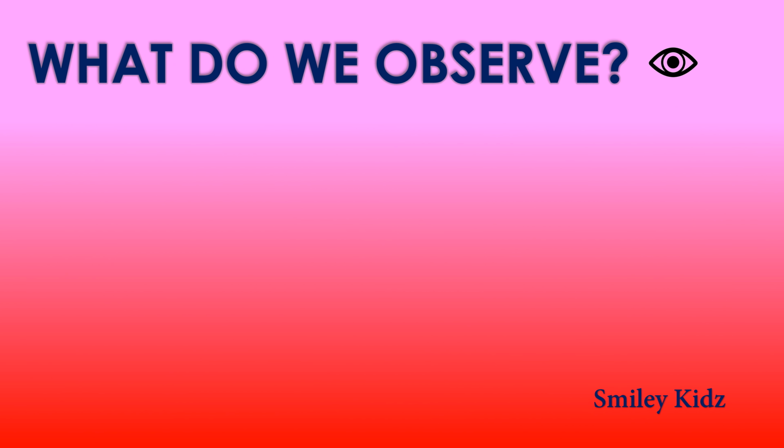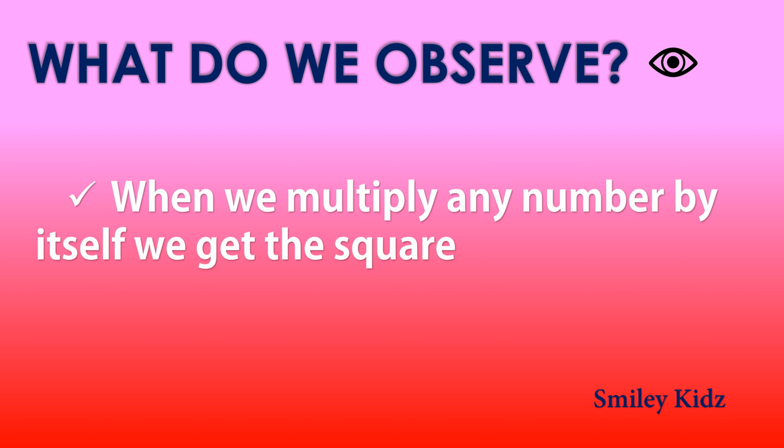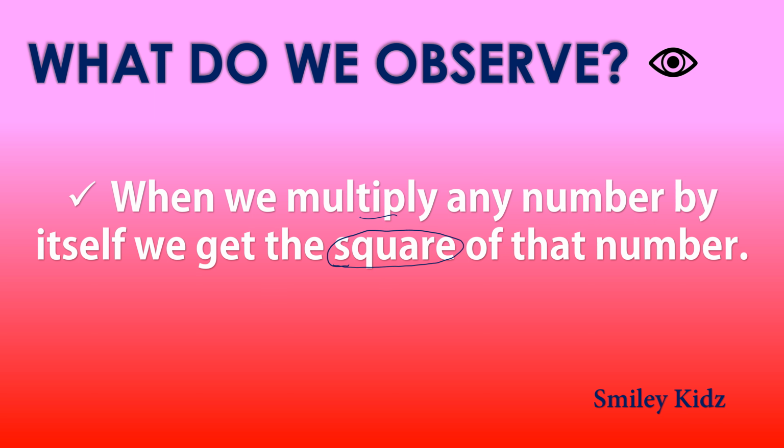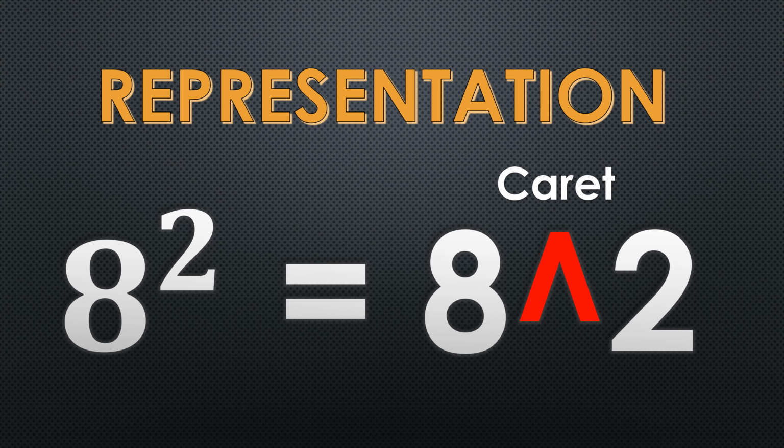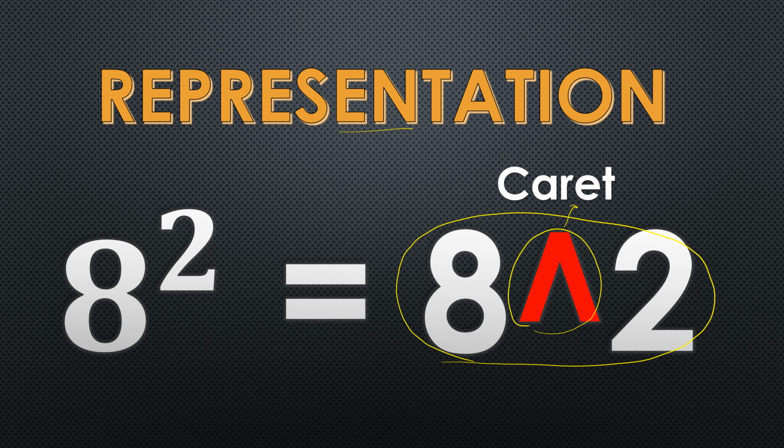What do we observe? We observe that when we multiply any number by itself, we get the square of that number. Representation: 8 square is also written as 8 raised to the power of 2. This symbol is known as caret.